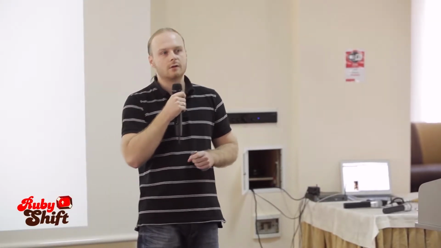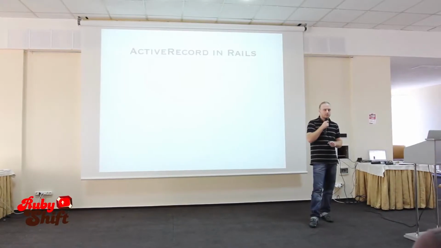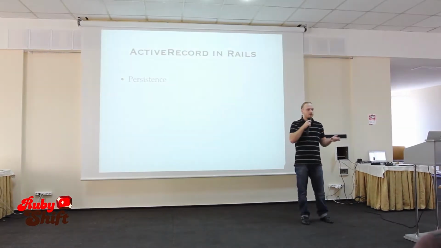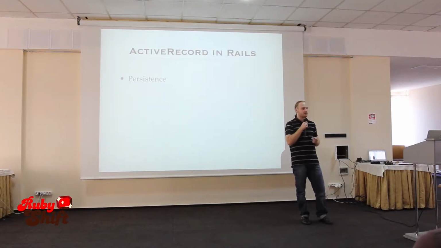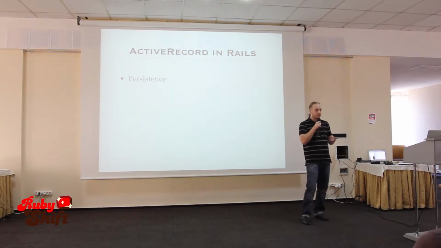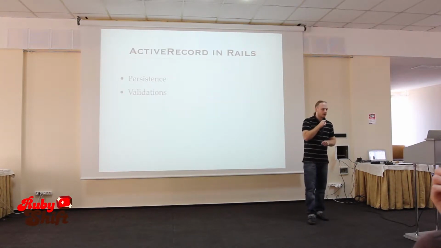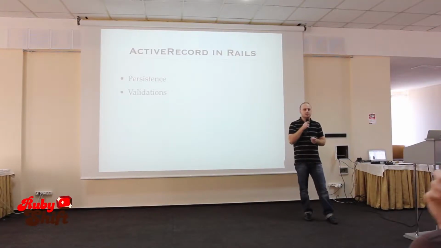When you try to think about what are the responsibilities of Active Record, you obviously start with persistence, and I would really love to stop here. I would really love that Active Record in Rails would take care of persistence, and that's it. Unfortunately, it also takes care of validations. And you might say, well, it's needed, right? Of course it's needed.